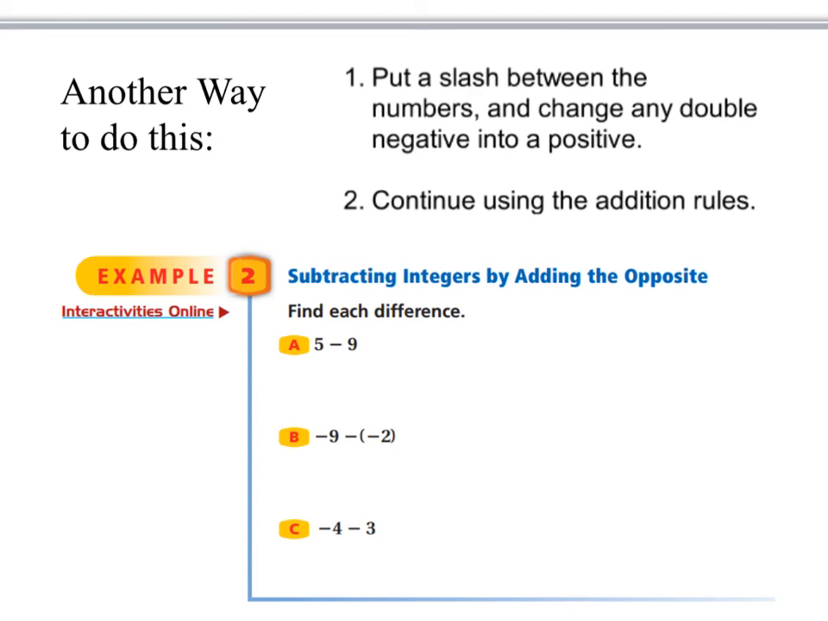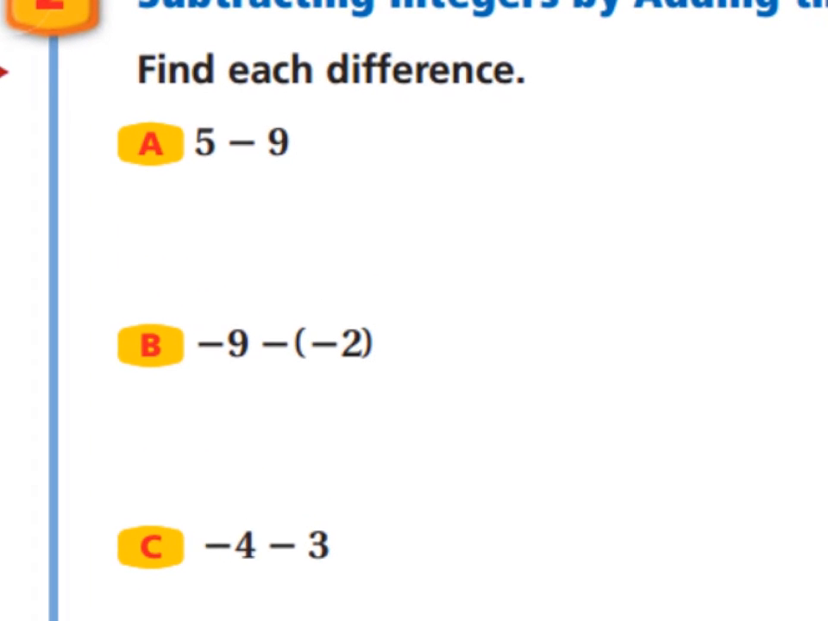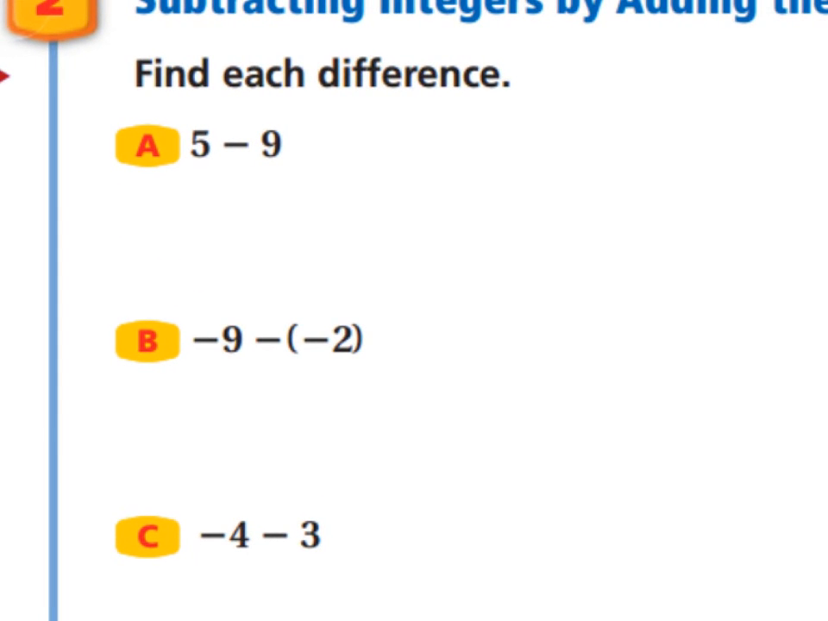So let me make this bigger and show you exactly what I'm talking about here. So we'll start with the first one. I'm going to put a slash right after the 5. And that's where I'm going to put my plus sign. So 5 plus, and then I'm going to put negative 9. Bam. The next one, I'm going to put slash after the negative 9. And that's where I'm going to put my plus sign. So negative 9 plus. And then that's a double negative. A double negative becomes a positive.